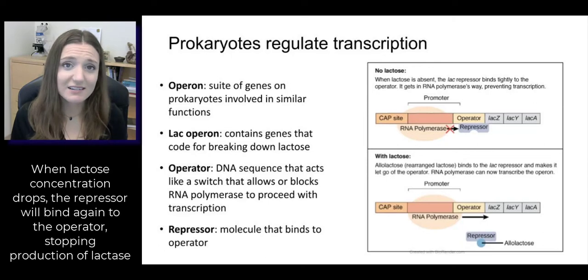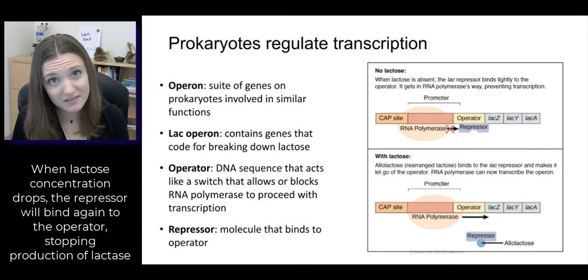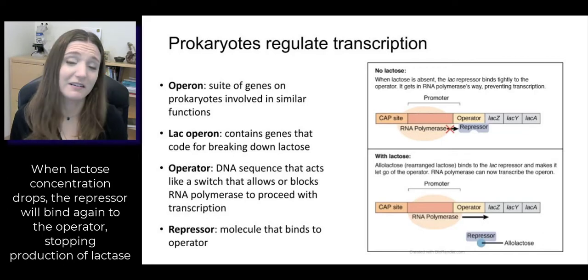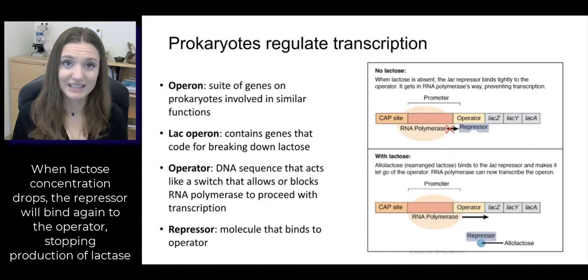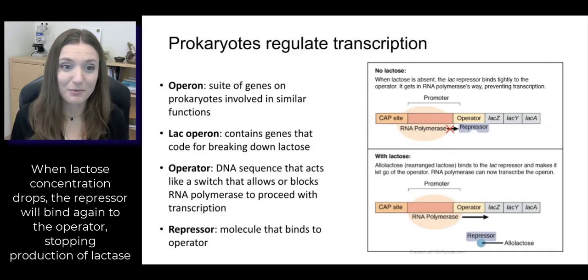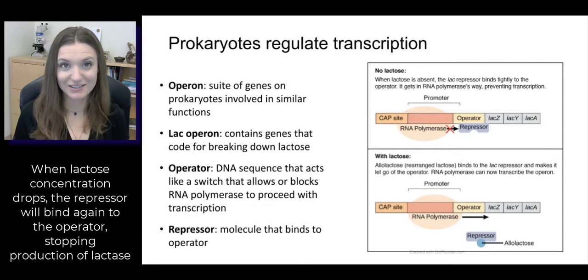But as soon as the cell starts to digest this lactose, as soon as these enzymes start to get to work and break down this lactose, and that concentration of lactose drops, this repressor will then unbind from that lactose and reattach to the operator. And we're back to being in this scenario up here, where the repressor is bound to the operator, which means there's no lactose available, which means we don't need these genes. So the repressor is going to prevent RNA polymerase from transcribing these lactase genes.